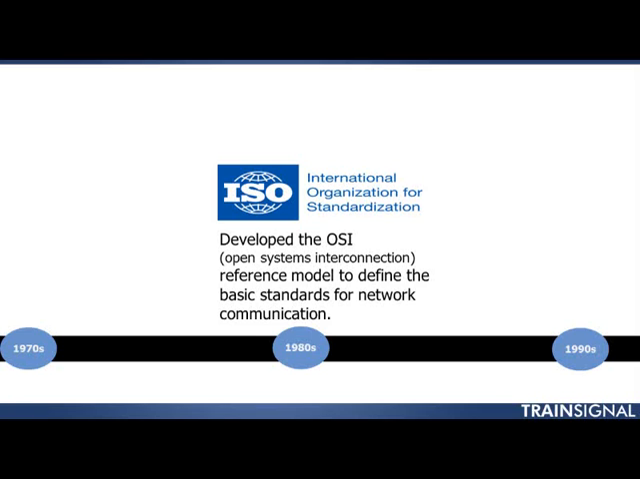So what they did was they developed the OSI, which appropriately does stand for Open Systems Interconnection. The reason they developed this model was to define the basic standards for network communication. And this is not something where a group of geeks just got together in a room, ordered some drinks and lunch, walked away and said, bingo, we've got it. No, this took a number of years, and it actually wasn't until 1984 that the OSI model was officially released.